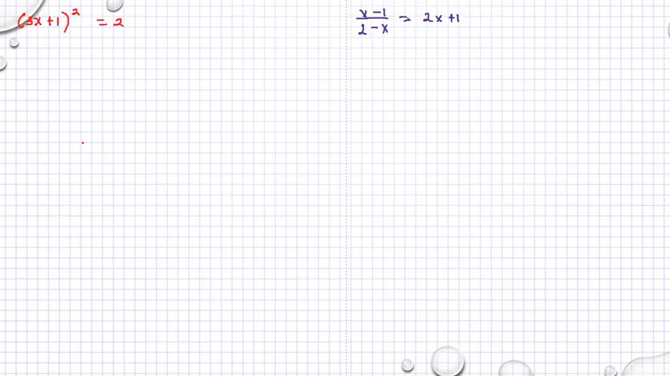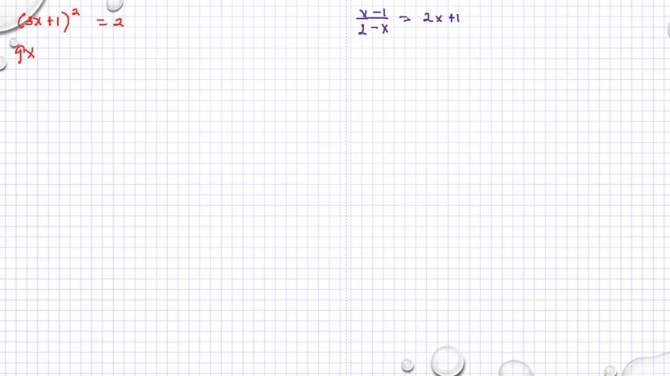Okay, the third example, (3x + 1)^2 = 2. Many might be tempted to take the square root of both sides directly, but you cannot do that. So I will not do that. The first thing you should do is to expand this square.